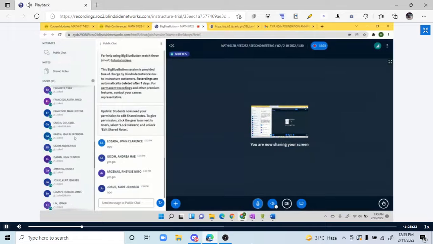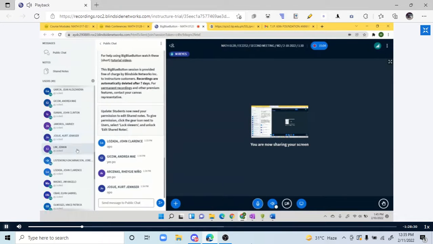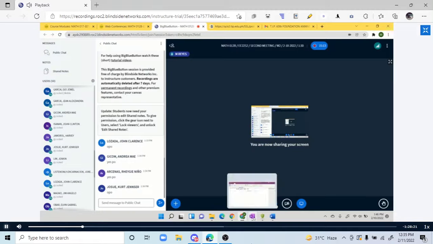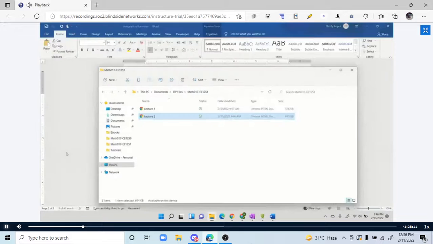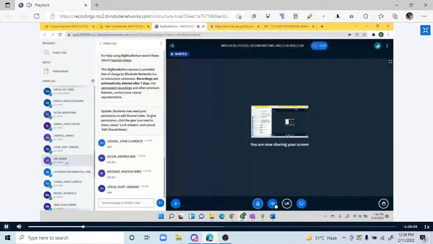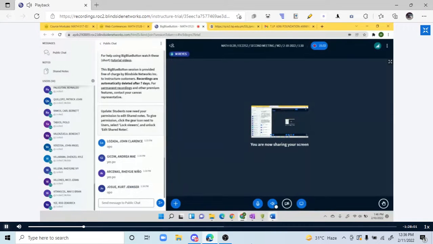And then from Castillo hanggang kay Lim, okay? Castillo to Lim, you have to look at the sign of the product of f of a and f of x of n, okay? And then the remaining students, ito, Encarnacion, Lozada hanggang dun sa dulo, you will compute for the relative error.